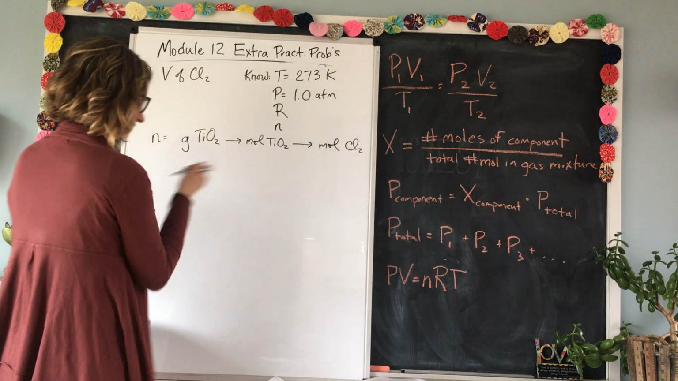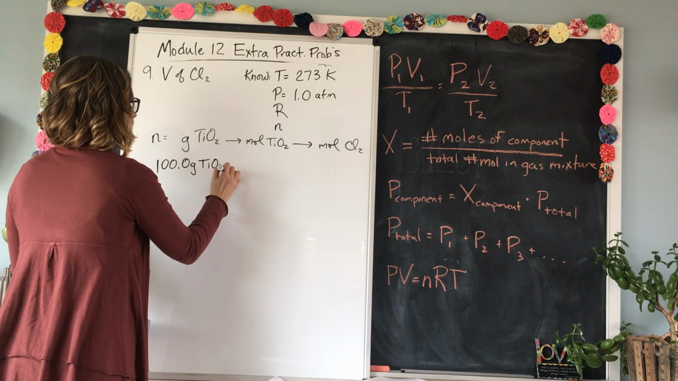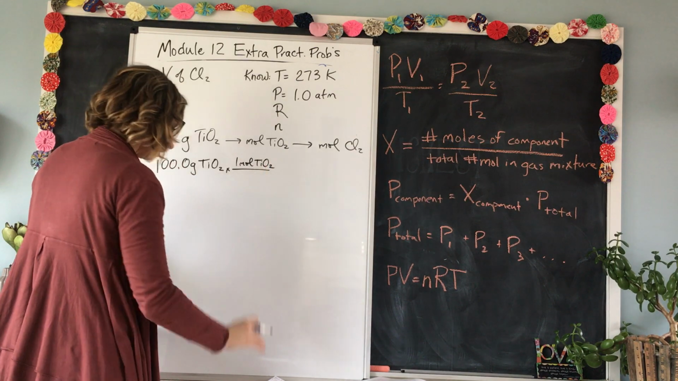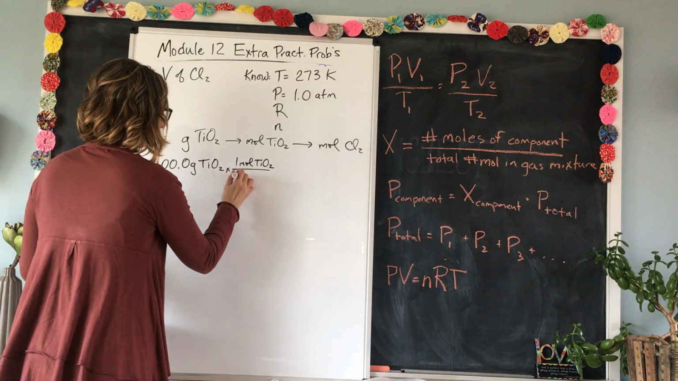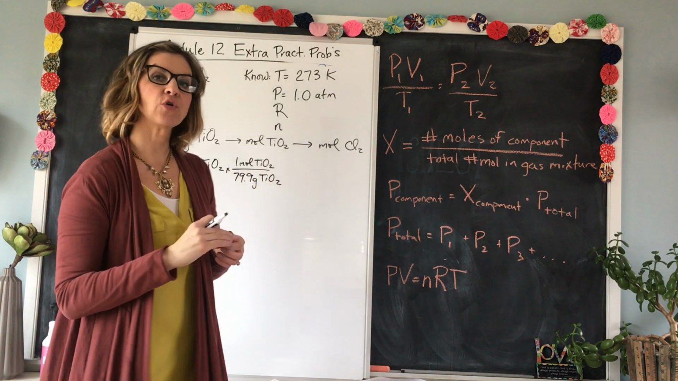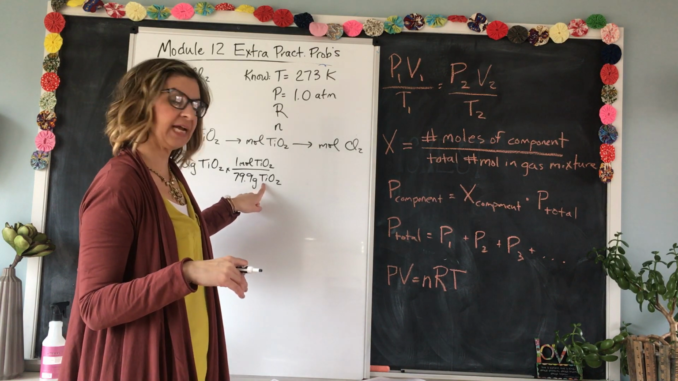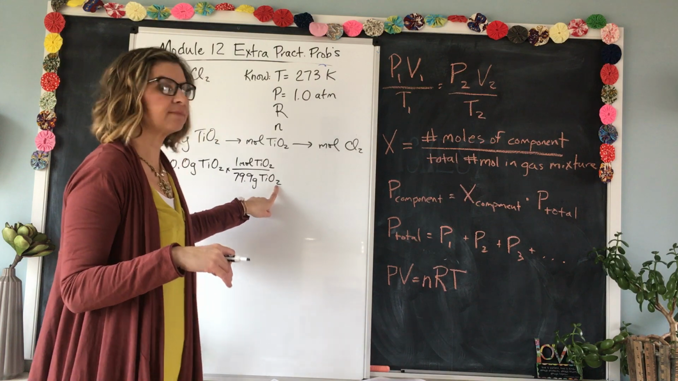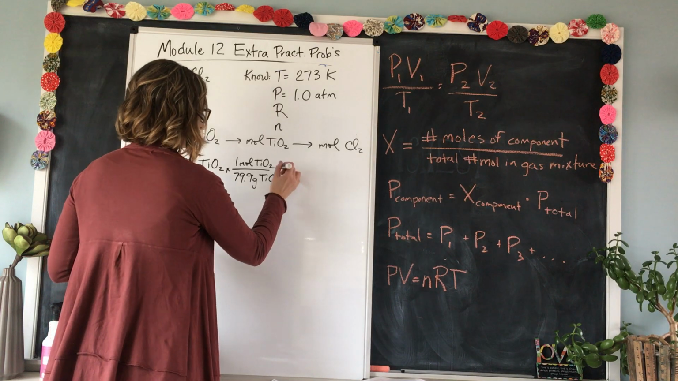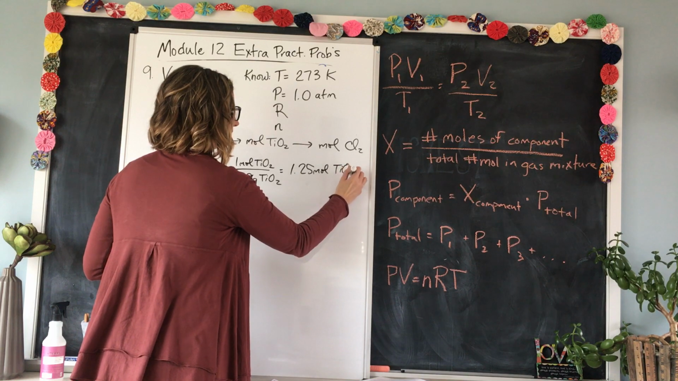All right, we've got 100.0 grams of TiO2. Multiply it times 1 mole of TiO2, which has a mass of 79.9 grams of TiO2, which you should know you have to flip to the periodic table and add up the mass for 1 mole of titanium and 2 moles of oxygen, and you should get 79.9 grams. Right, so if you divide that out, you'd get 1.25 moles of titanium dioxide.